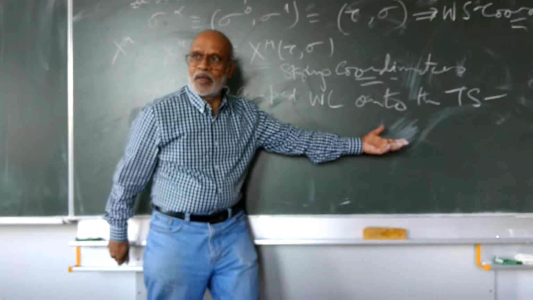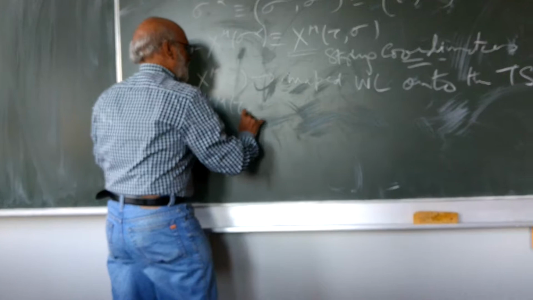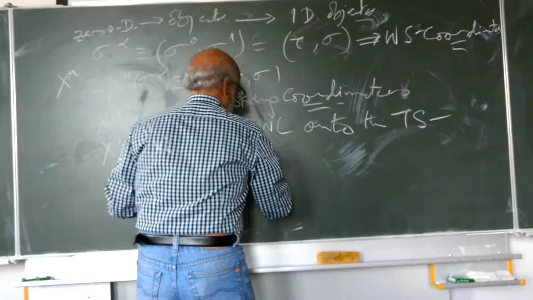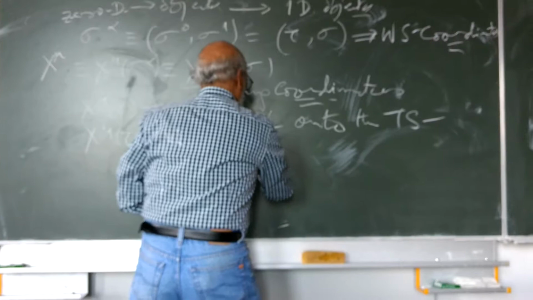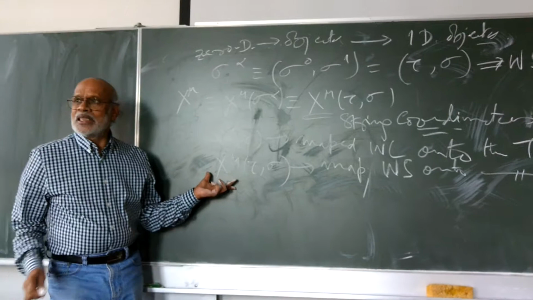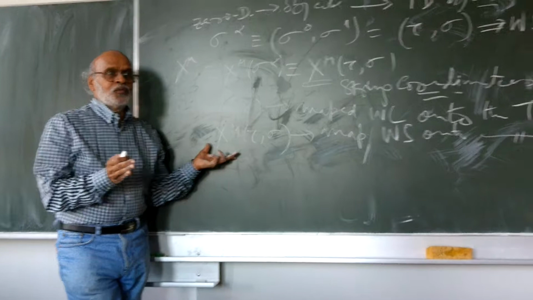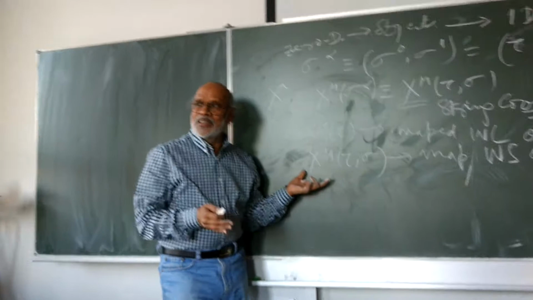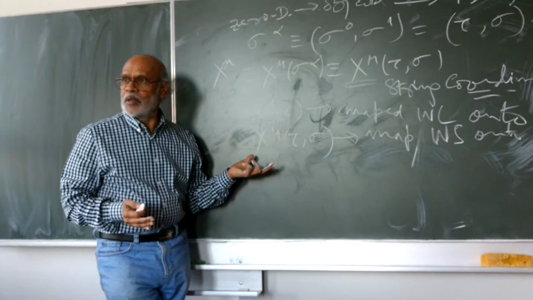Now we have X^μ(τ, σ), and this would map, or embed, the world sheet onto the target space. You see? So it's a very, very rational generalization of the conventional relativistic quantum field theory, which describes zero-dimensional point particles. It's a very logical generalization.